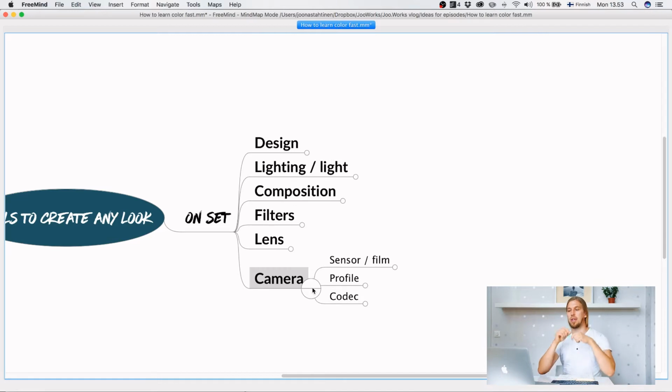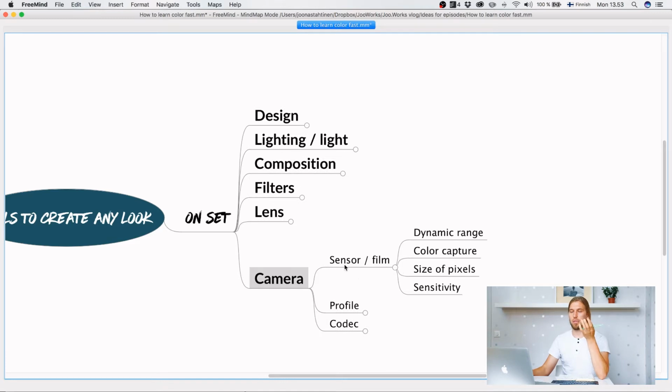And then the last block is the camera. And when we're talking about the camera, we have to consider that cameras don't always have a sensor, they might have film stock inside them. So what is the dynamic range of the camera or the film? How good is the camera at capturing color? What is the size of the pixel in digital cameras? Because that affects the sharpness and the sensitivity of the camera. And of course other things that might affect the sensitivity of the camera. So these are things to consider.